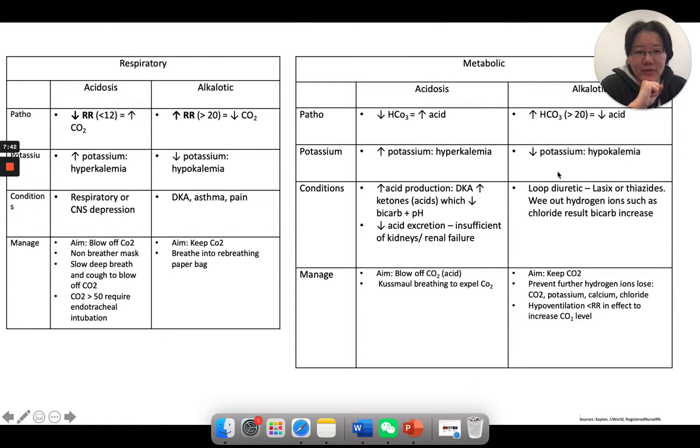For metabolic alkalosis, you have increased HCO3, which means decreased acid. Then you have decreased potassium, also known as hypokalemia. Causes could be loop diuretics. And then our management is to keep CO2, because CO2 is acidic and we want to increase acid.